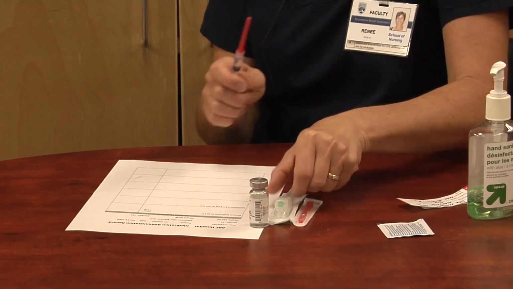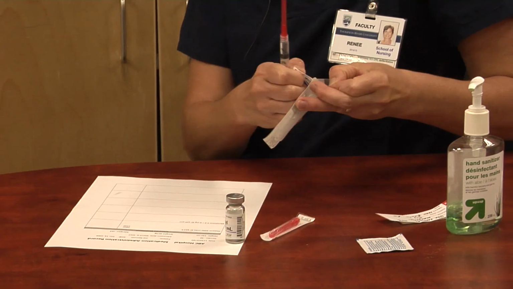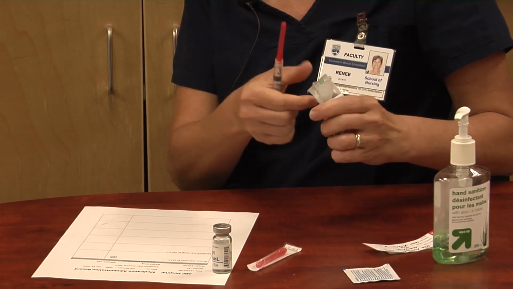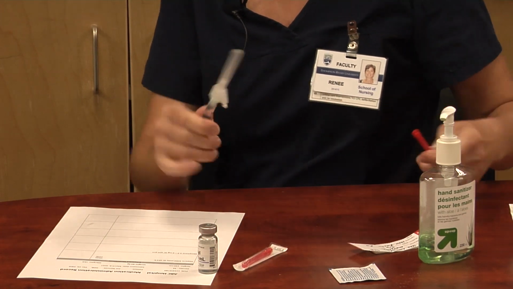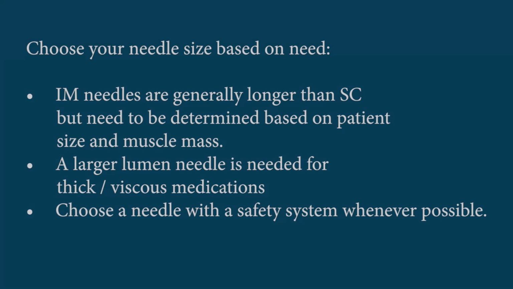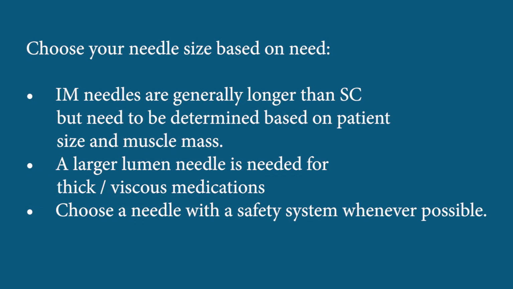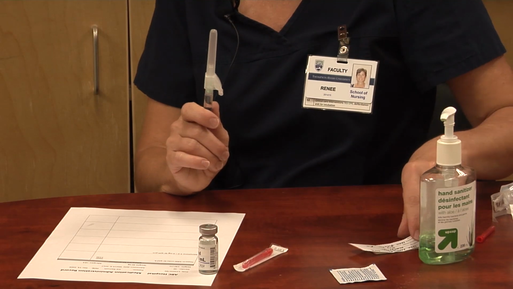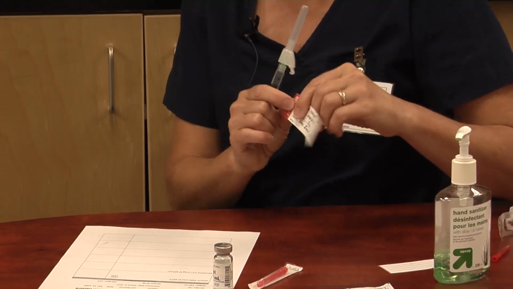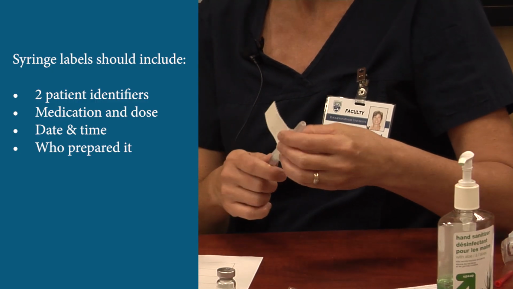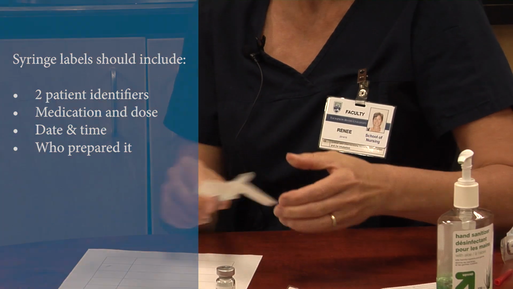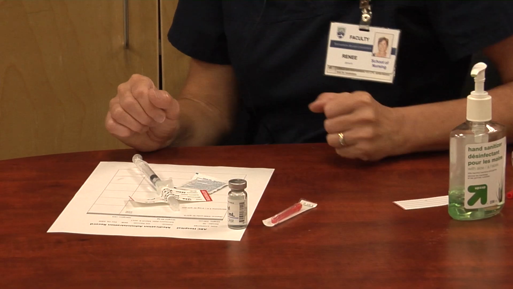All right, and now I'm going to change over my needle. This time this is an intramuscular injection, and my patient is a fair-sized young adult with large muscle mass, so I'm going to use a 1.5 inch needle this time. It definitely has a safety system, and I'm going to put my label on again with 2 patient identifiers, the drug, the dose, what day and time I prepared this, who, and my initials for sure. Now I'll go to the bedside and administer.